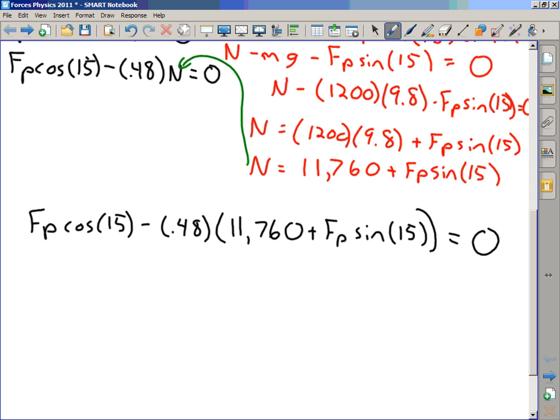We got to distribute that 0.48. Good question. Yes, we're going to have to distribute that negative sign with it. The reason why you have to distribute is this isn't just 0.48 times 11,760. It's times the whole of normal force, and the whole of normal force is 11,760 plus FP sine 15. In other words, it's 0.48 times each of those factors. Okay? So distribute these guys.